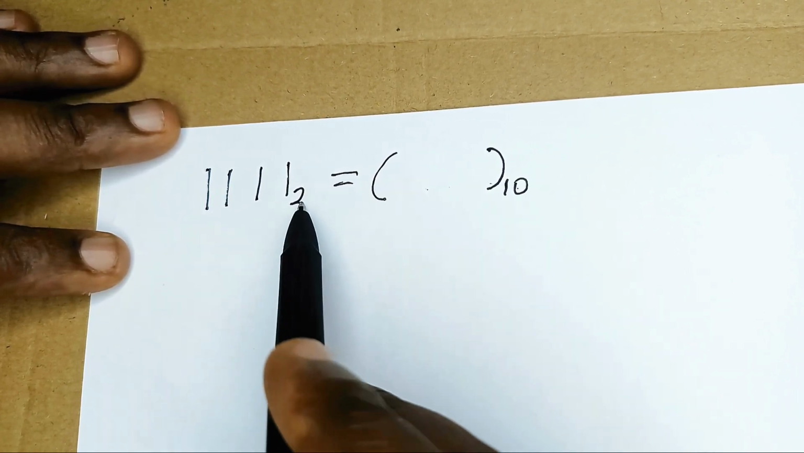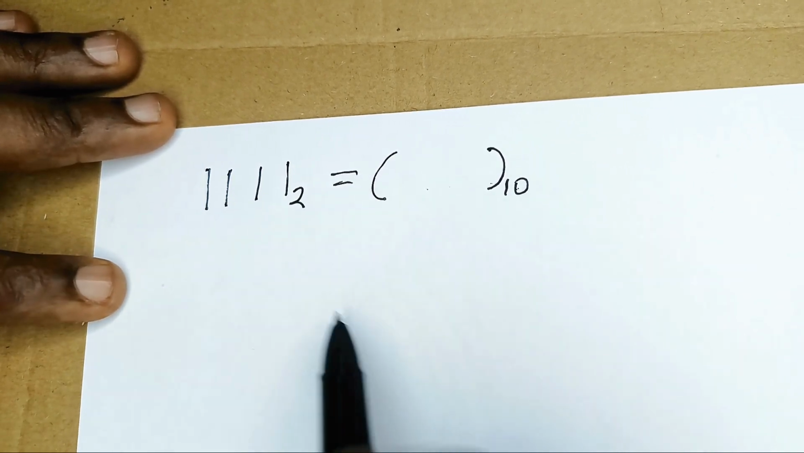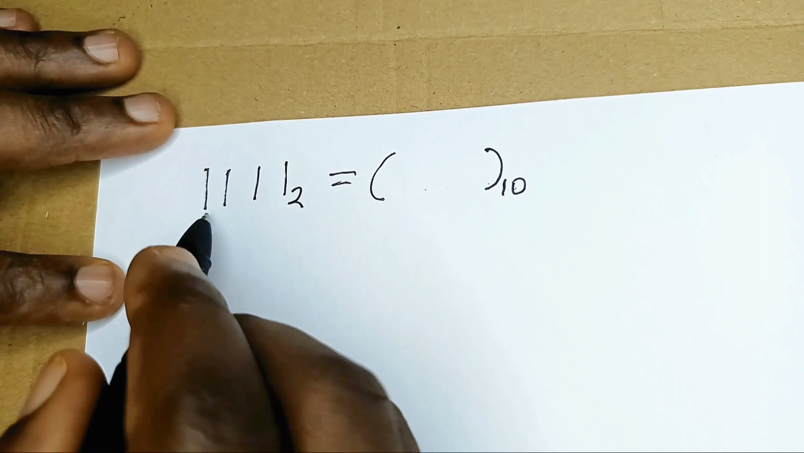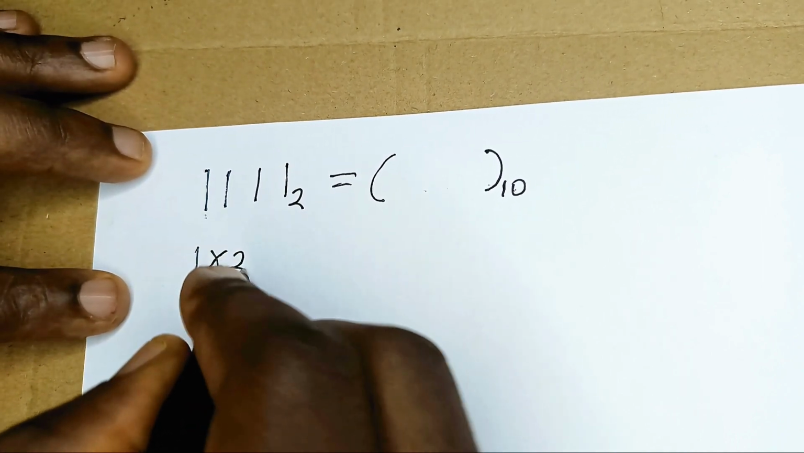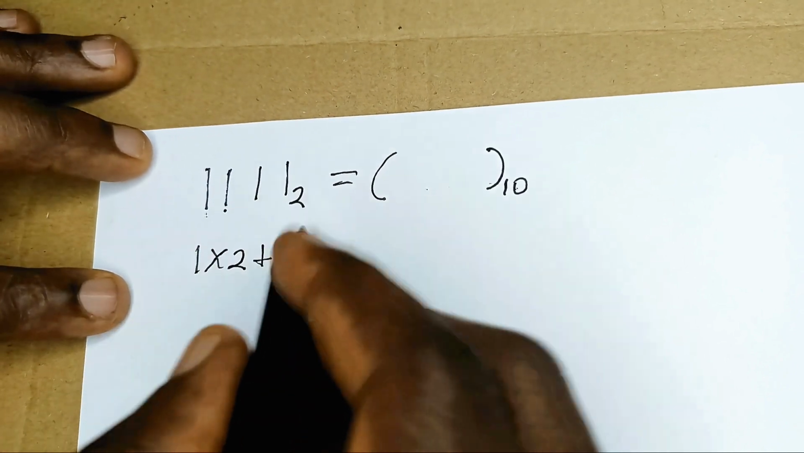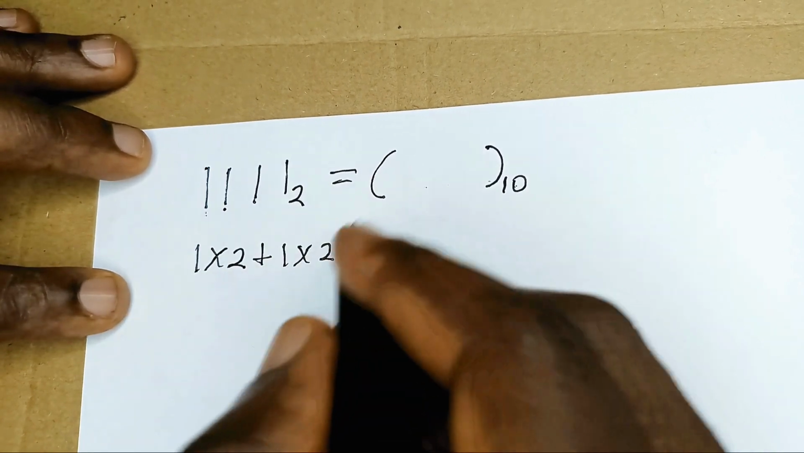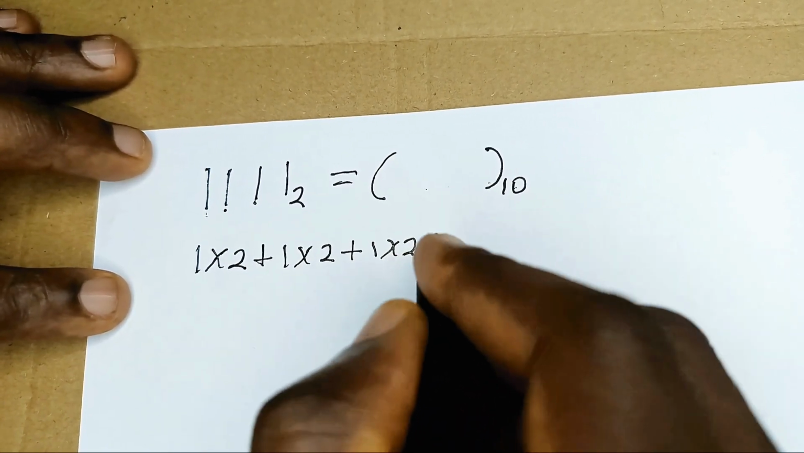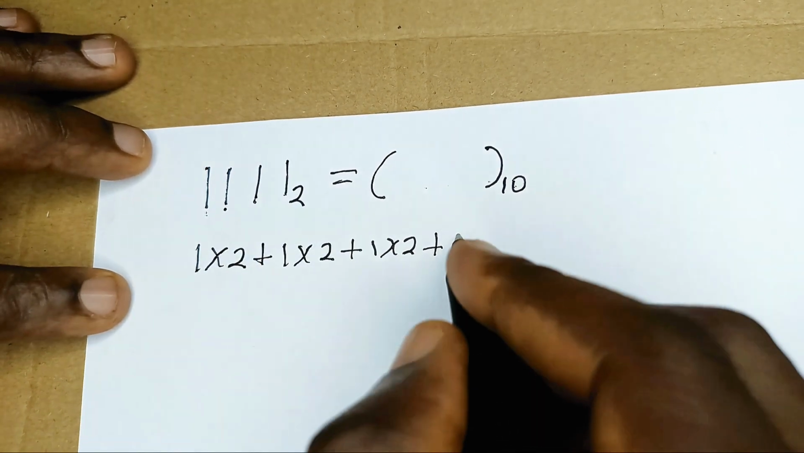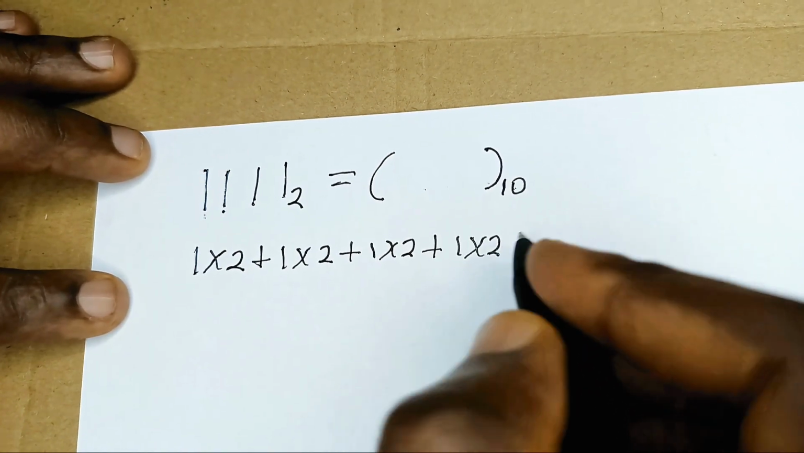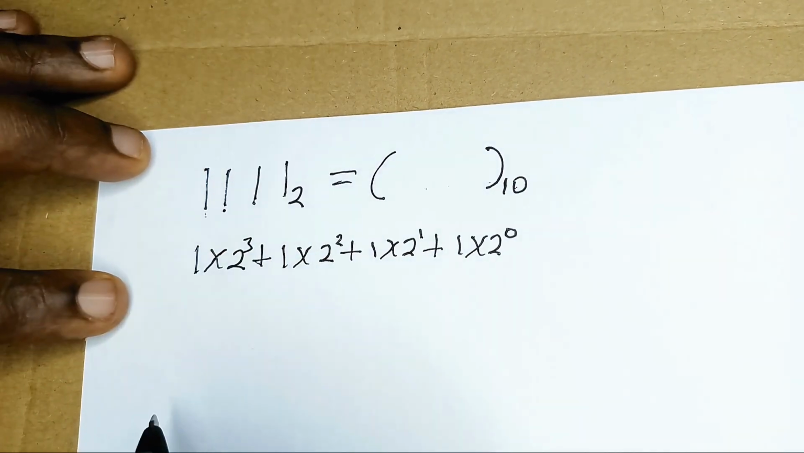When we are moving from a smaller base to a bigger base, we use the expansion method. How do we do that? Now, we take it one after the other. We take this 1 times the number base plus we take the second one, 1 times the number base plus we take the third one, 1 times the number base plus we take the fourth one, 1 times the number base. So we start from here: 0, 1, 2, 3.